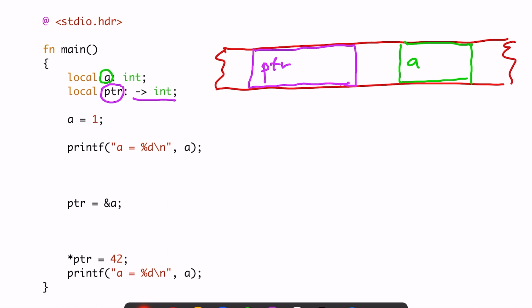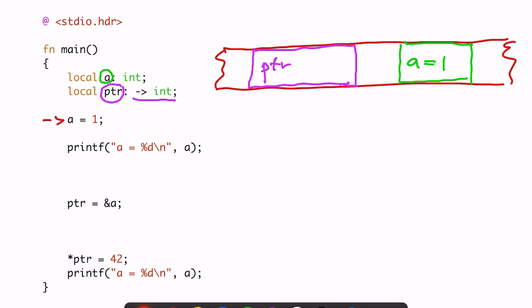Now, in the beginning, nothing changes compared to before. We first assign a value to a. That means after this statement was executed, a has the value 1. Then we print this value, and then we again see a has the value 1.